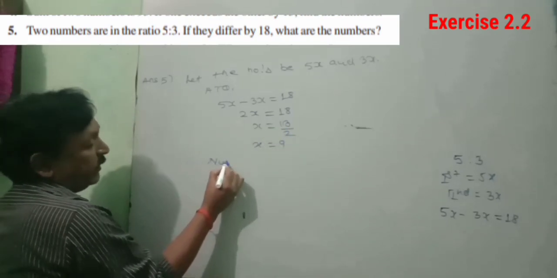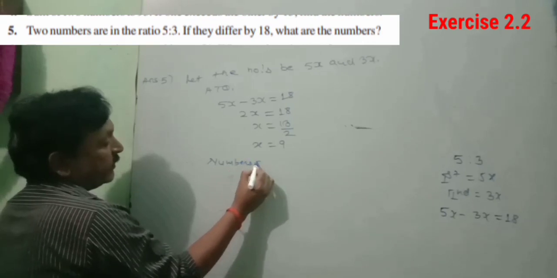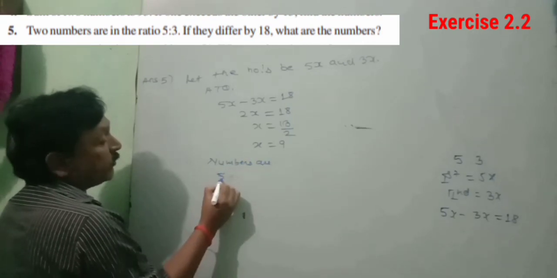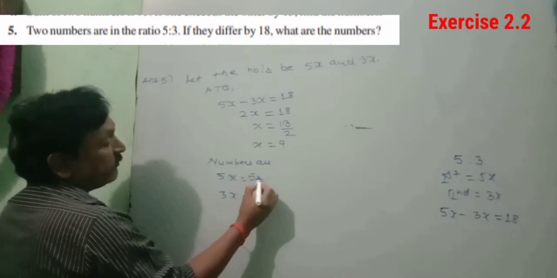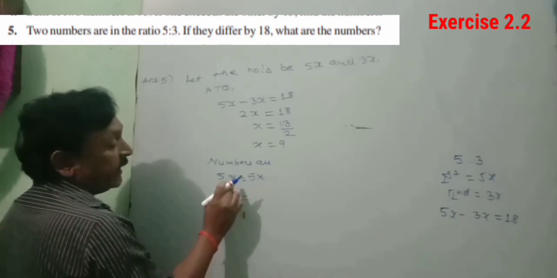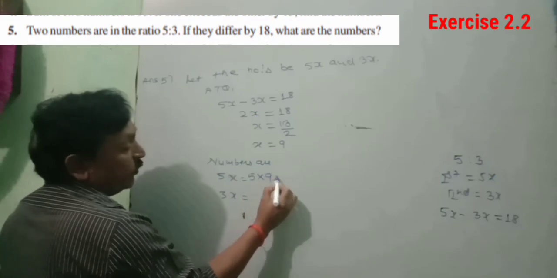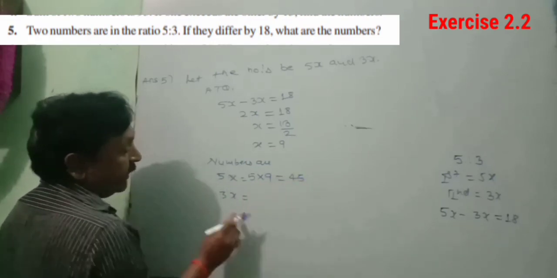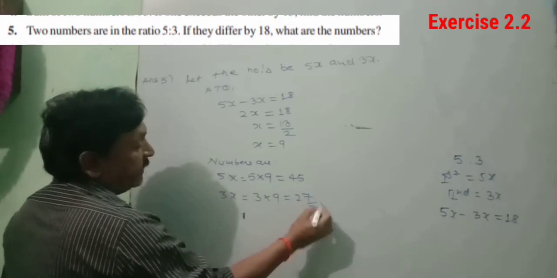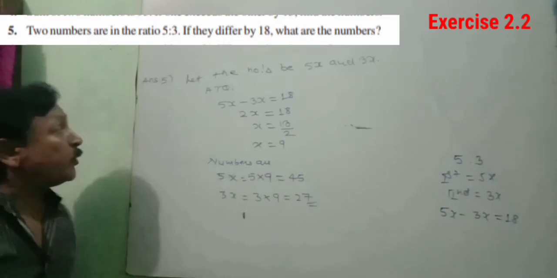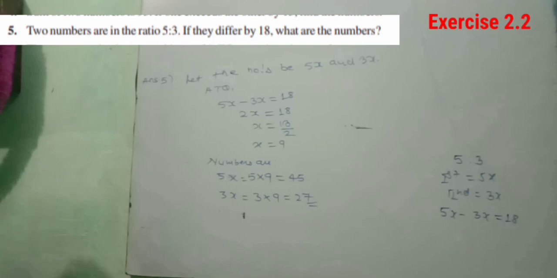Therefore, the numbers are, one was 5x and another was 3x. 5x means 5 into x, and the value of x is 9. 5 into 9, how much? 45. Second one, 3 into 9, it will become 27. Understood? Note it and see question number 6.